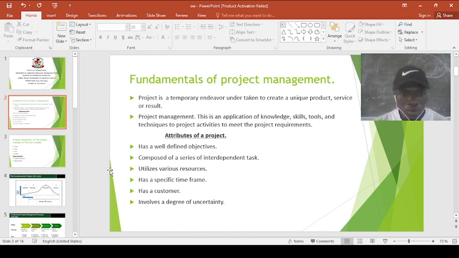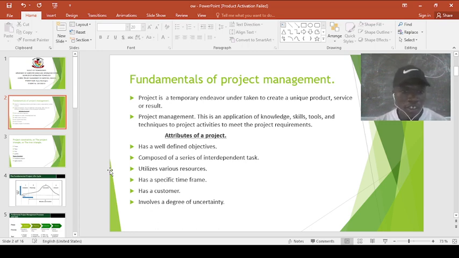A project should be composed of a series of interdependent tasks. Since a project is a broad thing, the different tasks are broken down into individual tasks so that they are manageable. Then it utilizes various resources. These individual tasks are completed using particular resources.